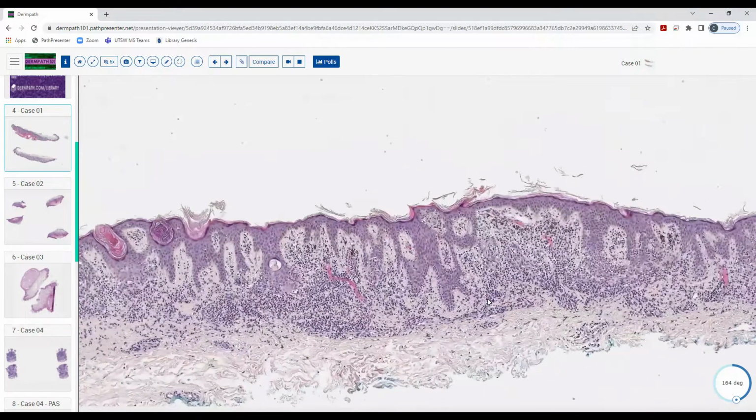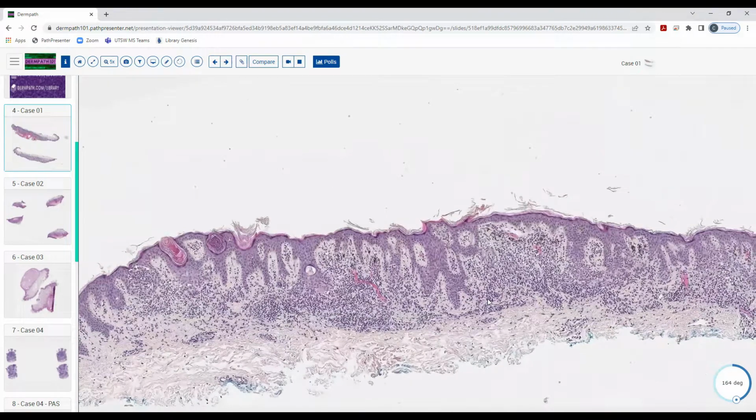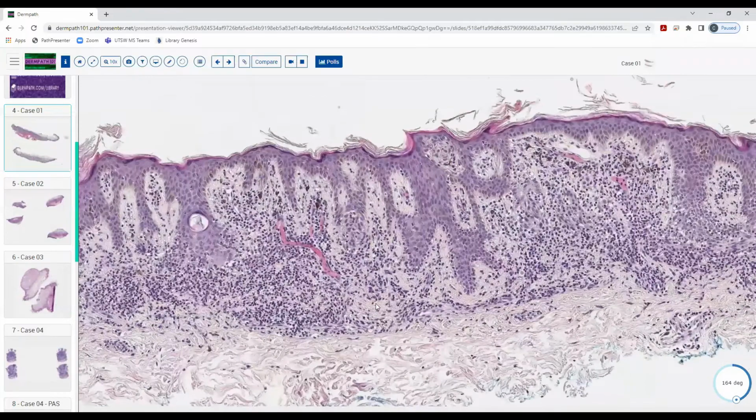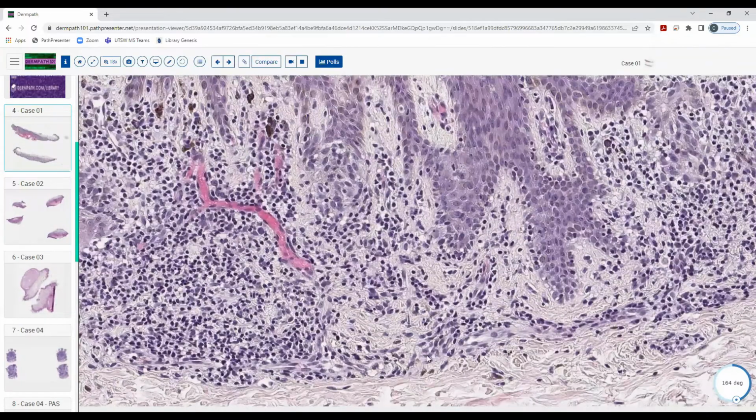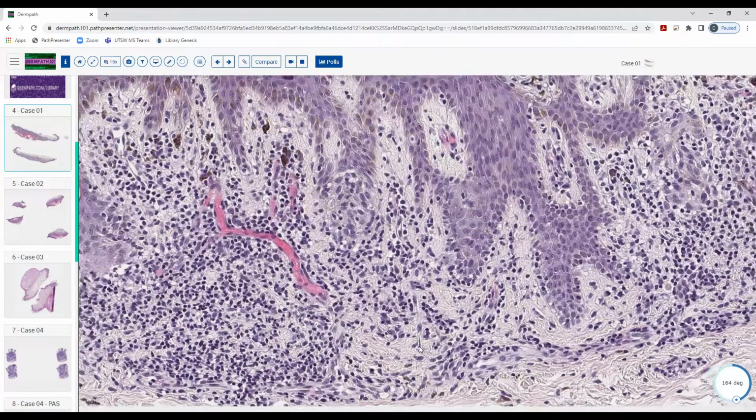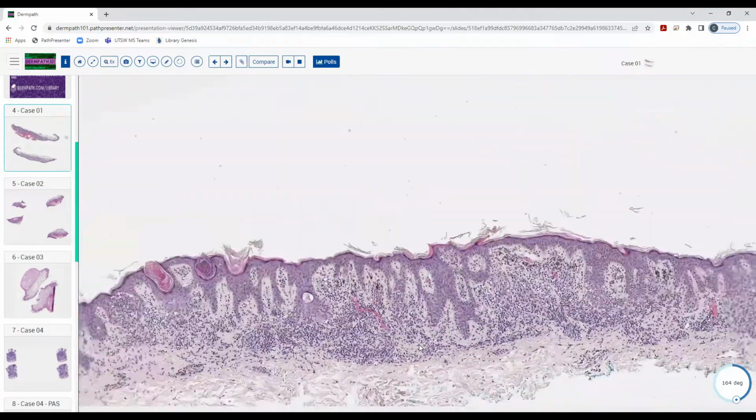Yeah, I would say that infiltrate looks, this one less so, but it almost looks like an interface dermatitis of some sort. Although it could be a neoplasm too, just based on the architecture of the lesion. It's well circumscribed and has a good start and end to it.